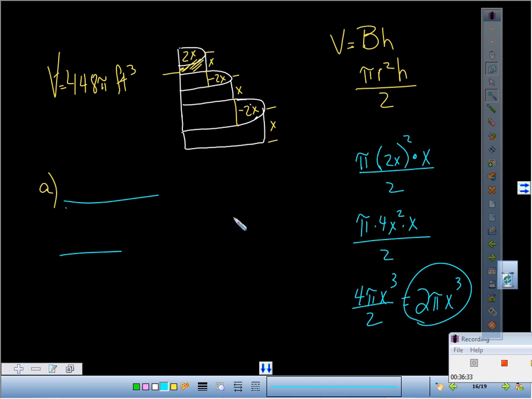The second blank is the second tier. It's the same thing. Pi times, this time it's 2x and 2x. So 4x squared times x. So there's my 16x squared. So there's my 16 pi x to the third over 2 is what? 8 pi x to the third. All right. Anybody got a question?